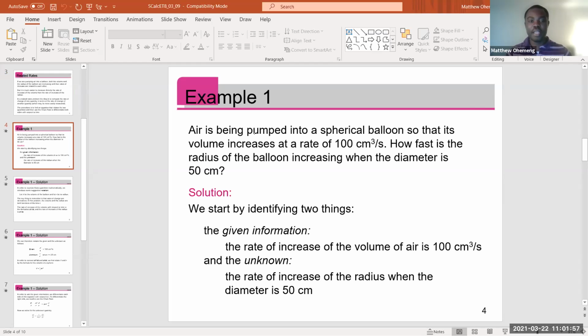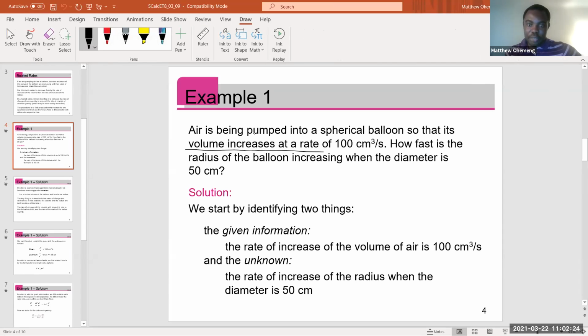So we are saying air is being pumped into a spherical balloon so that its volume increases at a rate of 100 centimeter cube per second. How fast is the radius of the balloon increasing when the diameter is 50 centimeters? For this one, just as with any word problem, you have to be able to obtain the mathematical notation from the words. So looking at the first thing that we are told, the volume increases at a rate of 100 centimeter cube per second.